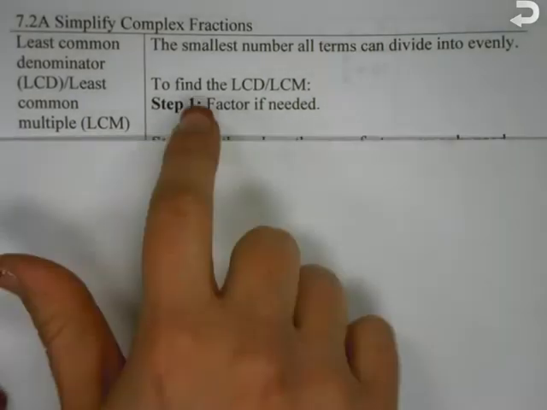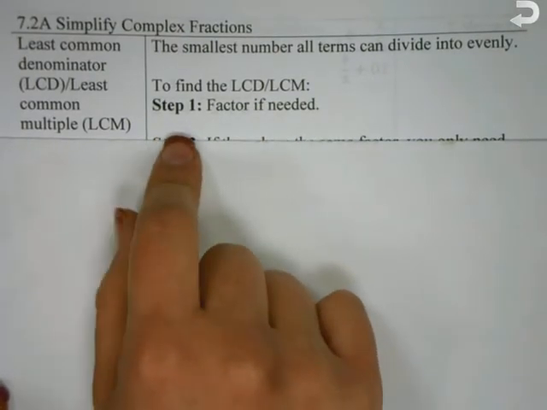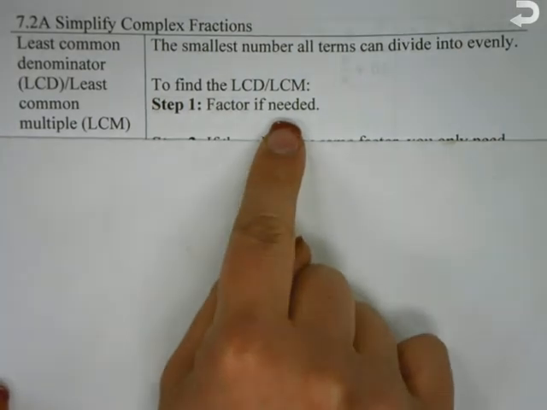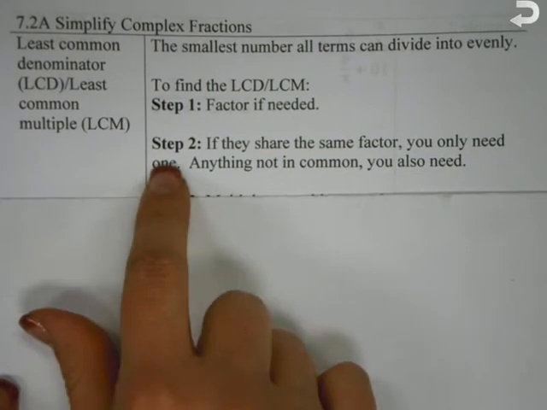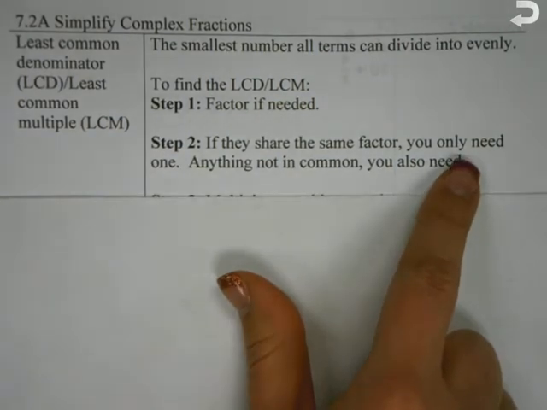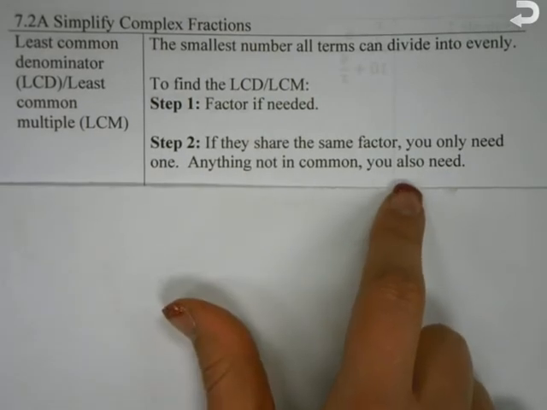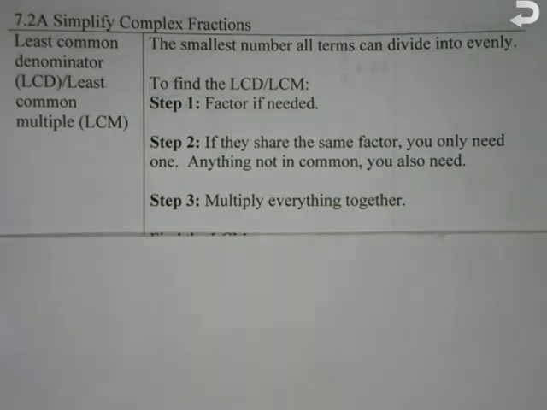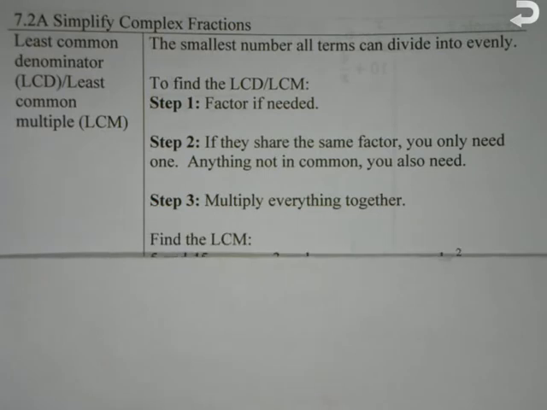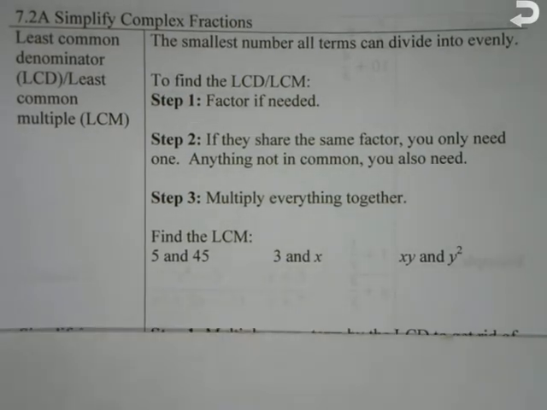Okay, so to find LCD or LCM, we have a couple steps. Step 1, if it's something that's a little complicated, we factor it if we have to. I'll show you how to do that, but we're really not going to need to. Step 2, if they share the same factor, we only need one of them. Anything that's not in common, we also need. And then step 3, we're going to multiply all of that together to get the least common multiple. Okay, let's practice doing this. So here's 3 examples, and we want to find the LCM of each of these.